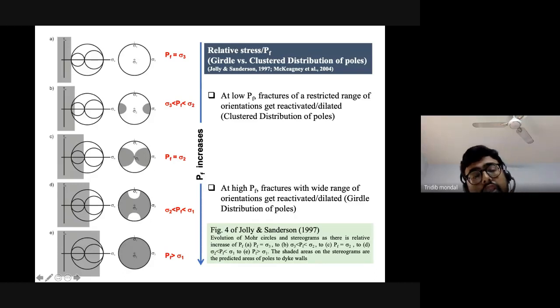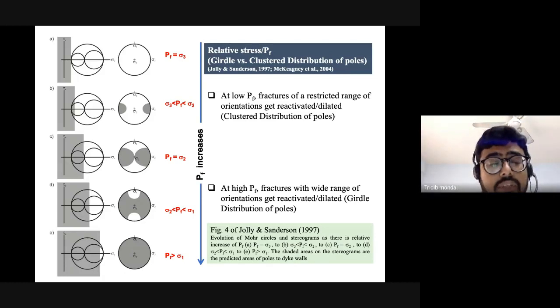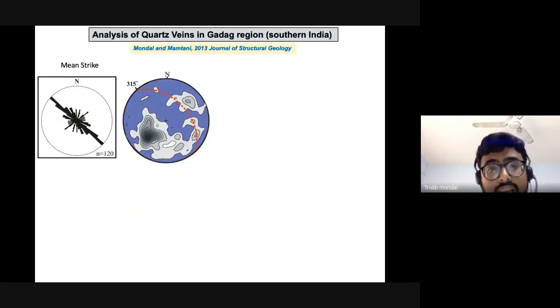So from the distribution itself, we can assume what could be the fluid pressure conditions, and to know in a better way, we can plot this in the lower hemisphere equal-area projection, and we can draw the 3D unscaled Mohr circle. For example, here, that is the vein data collected from the Gadag region.